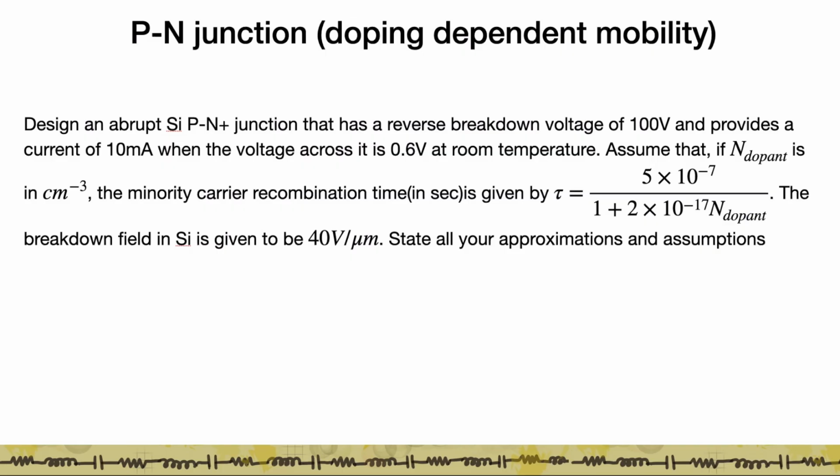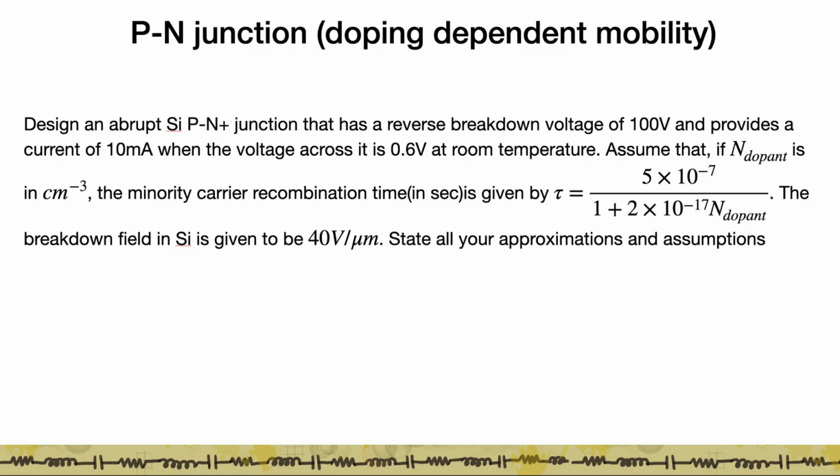Okay, let's move to the next question. Design an abrupt silicon PN plus junction that has a reverse breakdown voltage of 100 volts and provides a current of 10 milliamps when the voltage across it is 0.6 volts at room temperature. Assume that if N dopant is in per centimeter cube, the minority carrier recombination lifetime in seconds is given by tau equal to 5e minus 7 divided by 1 plus 2 into 10 power minus 17 times N dopant. The breakdown field in silicon is given to be 40 volt per micron. State all your approximations and assumptions.